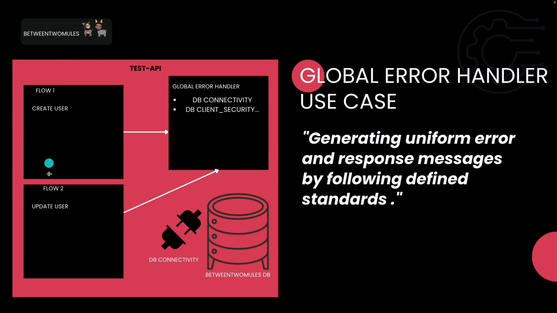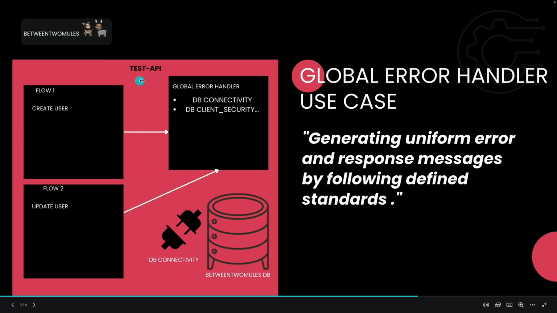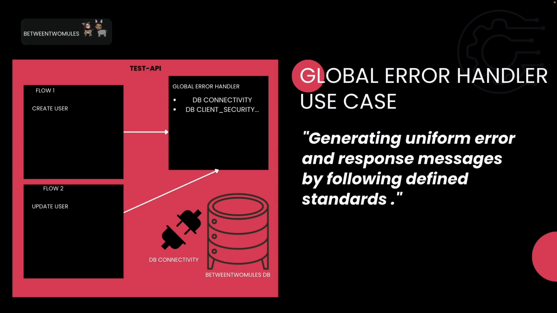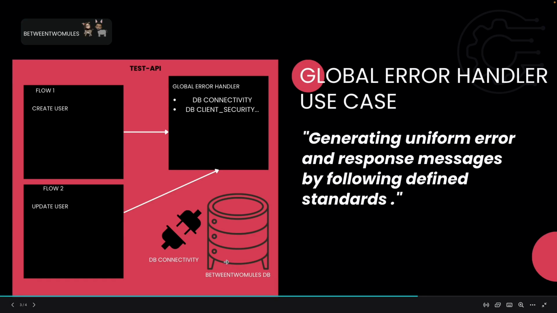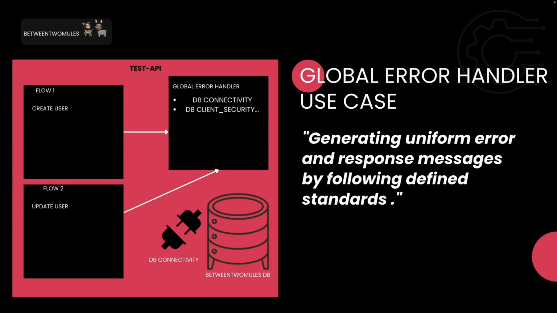On our left, you can see a diagram where we have created a test application. And in this test application, we have two flows. Flow 1 is to create a user in a database. Let us consider the database we are using is between two mules DB. And flow 2 is to update user information in between two mules database.